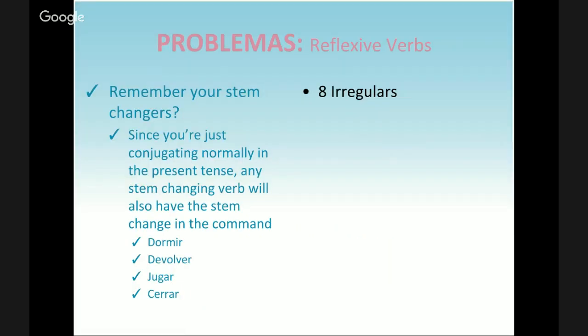Sometimes we'll have stem changers. If you have a stem changer, you still have to stem change it in the command form. So for example, dormir is a stem changer. So the command for if you're commanding somebody to sleep, you'll yell at them, duerme, D-U-E-R-M-E. So stem changers will stem change in the command form.